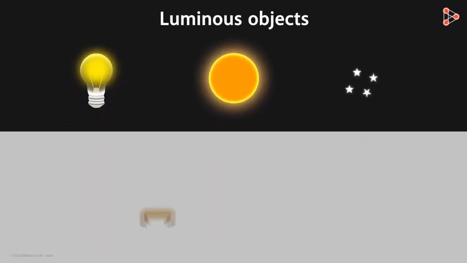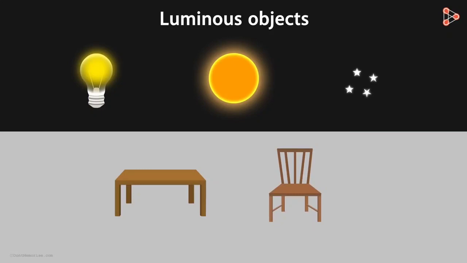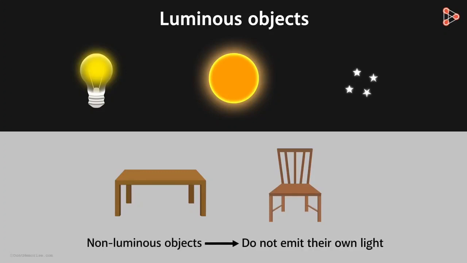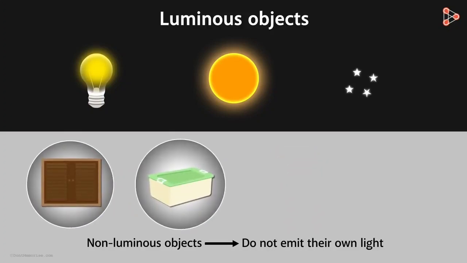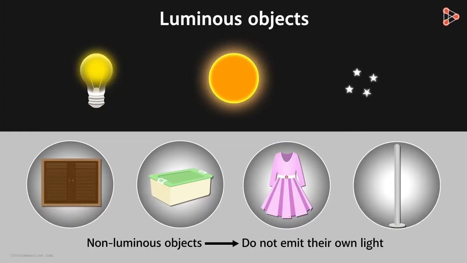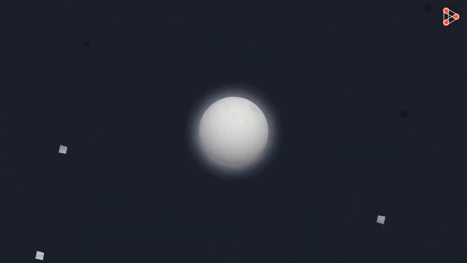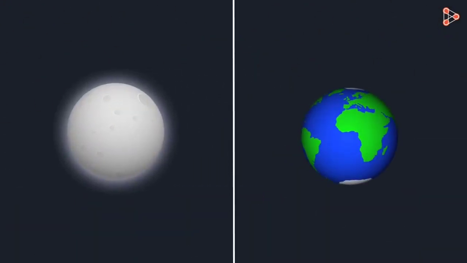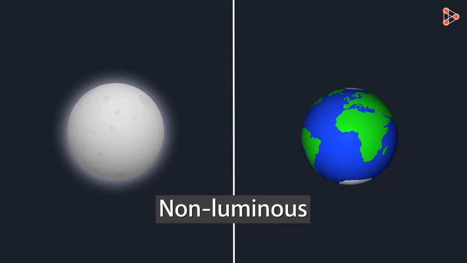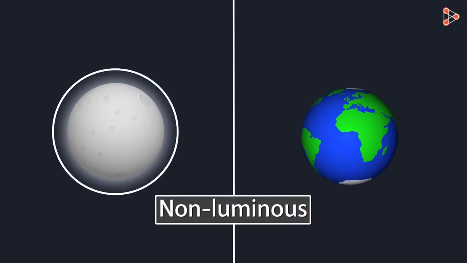What about objects such as this table and chair? Do they emit their own light? No, these objects do not emit their own light. Such objects are called non-luminous. Almost everything around us is non-luminous. Objects made up of wood, plastic, cotton, and metal are all non-luminous. What about the moon and the planets? They are also non-luminous. But if the moon is non-luminous, then how come we're able to see it at night?